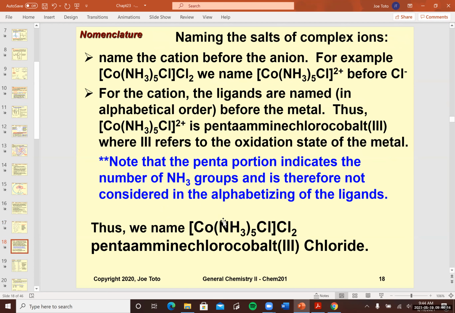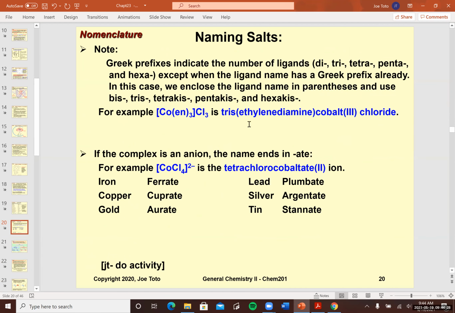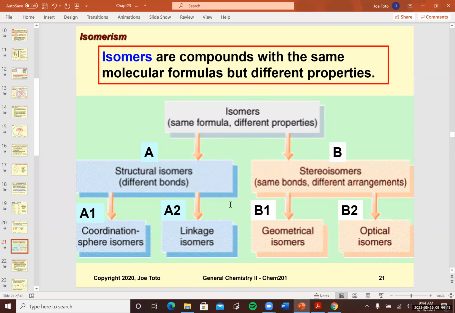Then we went on to nomenclature, which is just a bunch of rules like we had before, and we had to apply these rules, name the cation before the anion, and so forth. And we took a look at that and ended last time with an activity where you were to get some practice with nomenclature. And that leads us to the new material today. So any questions on anything before we hit the new material?